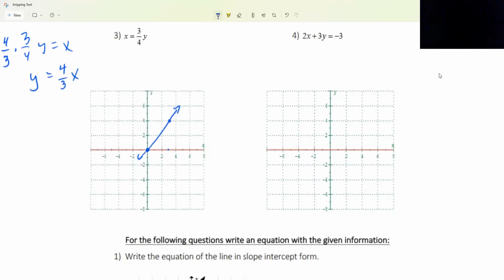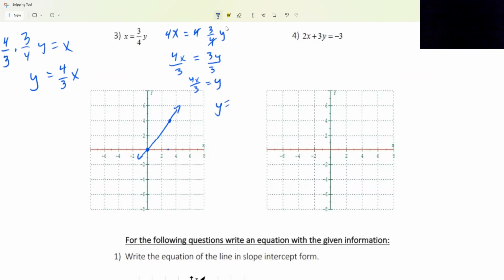Now, if you don't like doing it that way, remember you can always take this and multiply 3/4 by 4. That's going to cancel that, but I have to do that same thing over here. So I'll get 4x = 3y, and then divide by 3 and divide by 3, and you'll get 4x over 3 = y. If you turn it around, you get y = 4/3 x. Either way, it's going to work. It's just up to how you think about it.